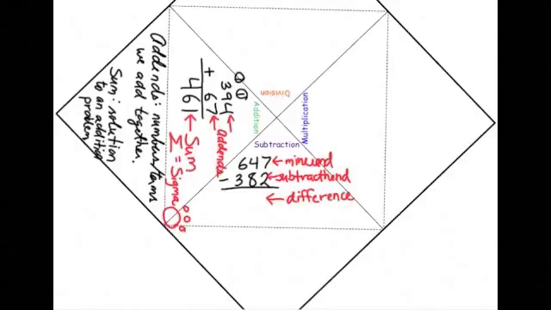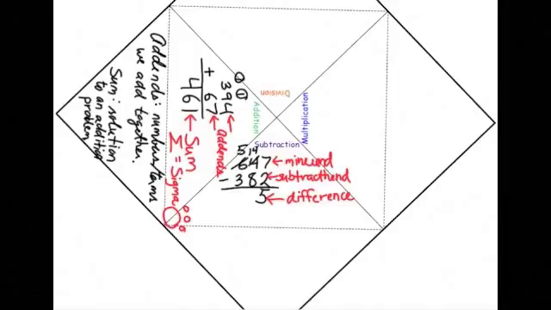So let's draw out this problem. 7 minus 2 is 5. 4 minus 8. 4 is smaller than 8. So what we need to do is borrow 10 digits from the 6. So instead of having a 6, I'm going to have a 5. And that 1 that I'm borrowing is actually represented as 10 in this 10's place.